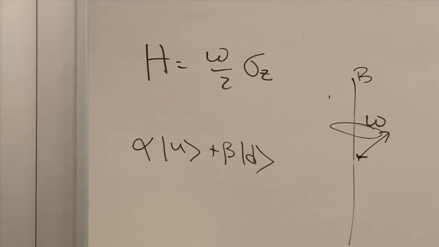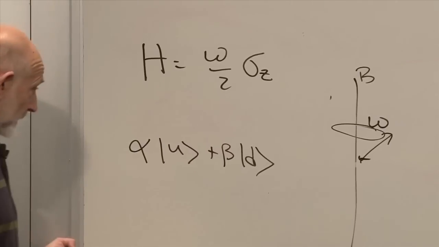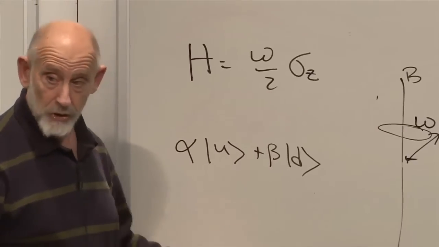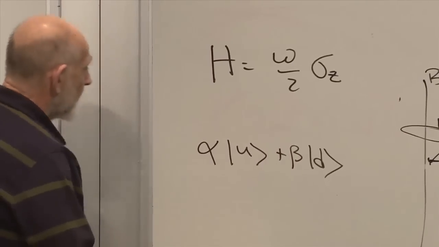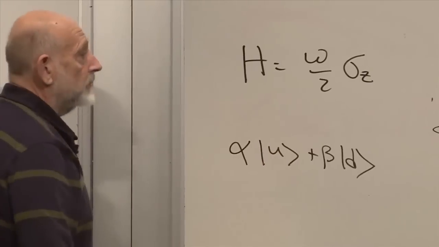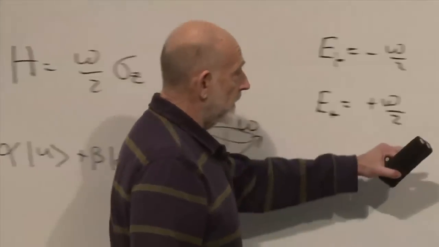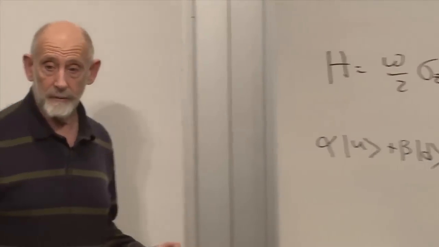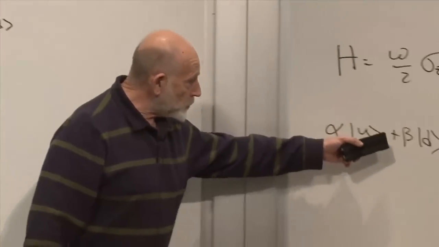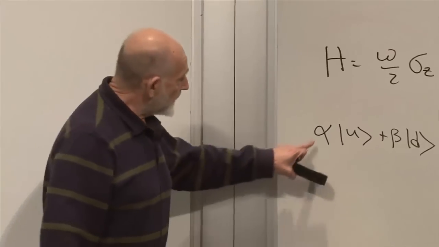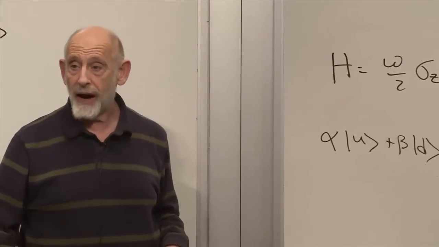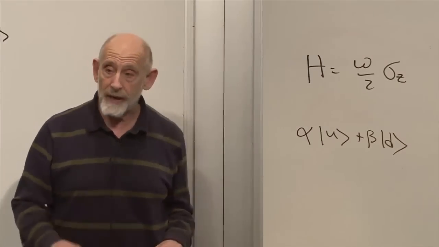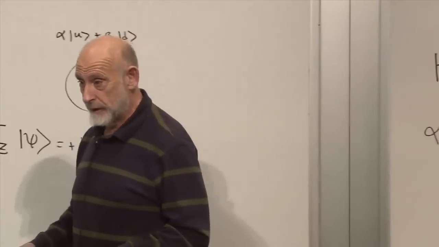An up electron, or an up spin, will emit a photon of frequency omega, of energy omega. So if there was just the up state, yes, indeed, it would emit omega. If it was the down state, it emits nothing. If it starts in the superposition of states, then with probability alpha star alpha, it emits, and with probability beta star beta, it doesn't emit.